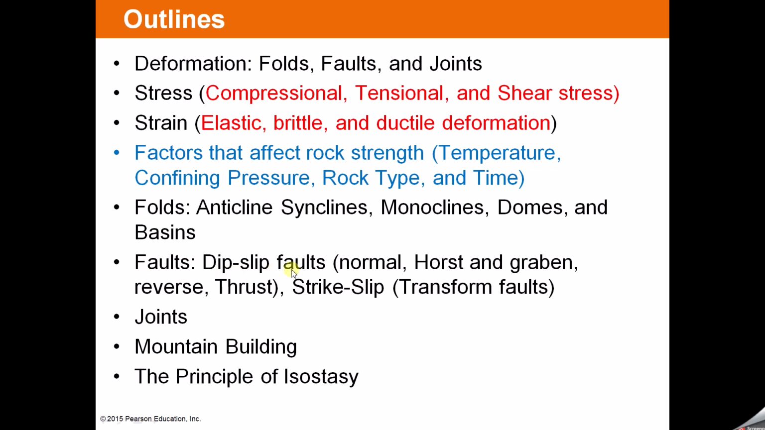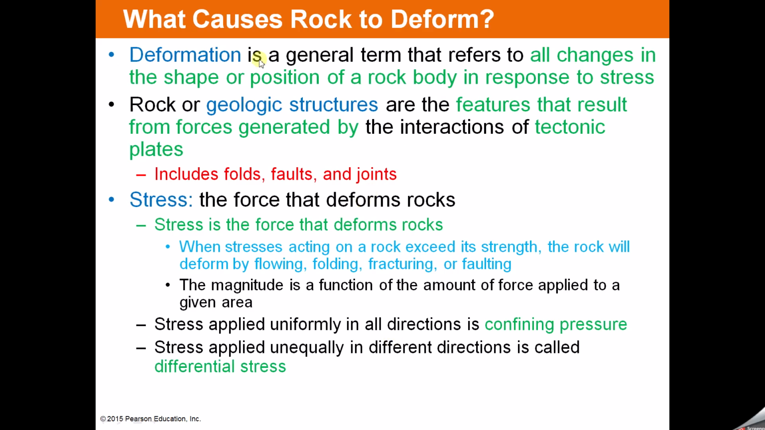Faults: dip-slip faults, normal, horst and graben, reverse, thrust. And then we have strike-slip faults. We call them transform faults. And then we have joints, mountain building, and then the principle of isostasy. So what causes rock to deform?